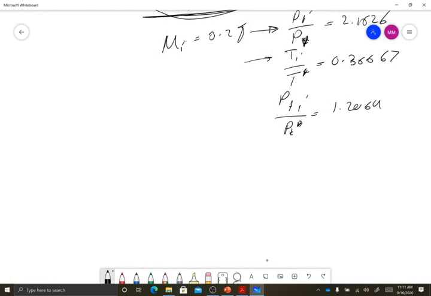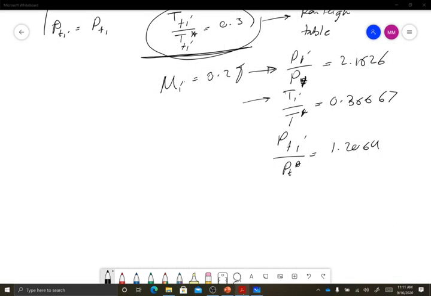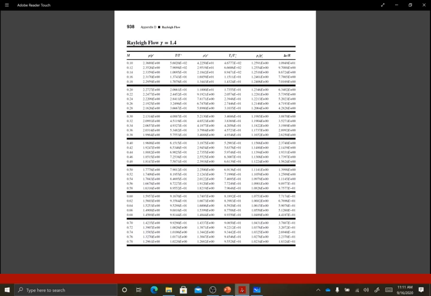How did you get M1 prime as 0.28? We just got it from this table, right? So we find the new total temperature ratio, right? Are you clear up until that point? 0.3? Okay. From the total temperature ratio, you come here, it's 0.3, the closest to this one. The corresponding Mach number is 0.28. Okay, and we essentially wrote down all of the other corresponding values.